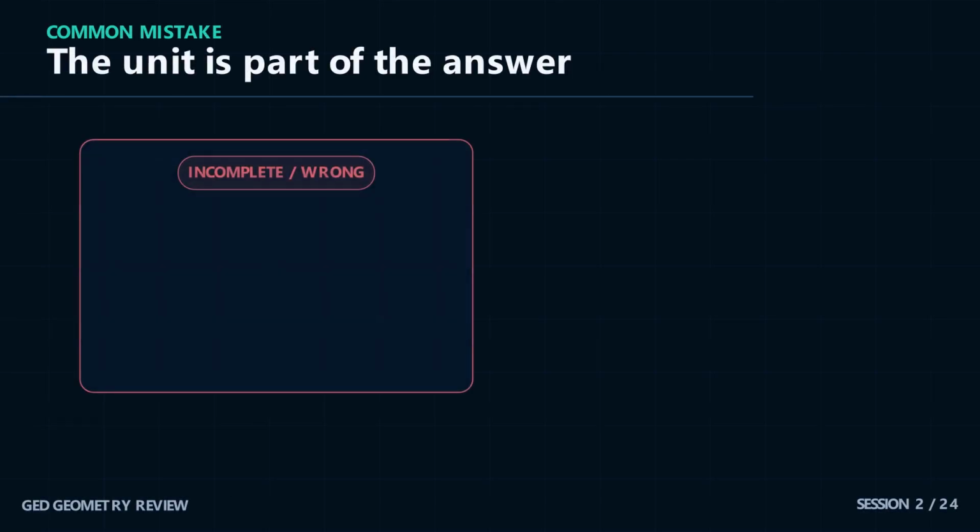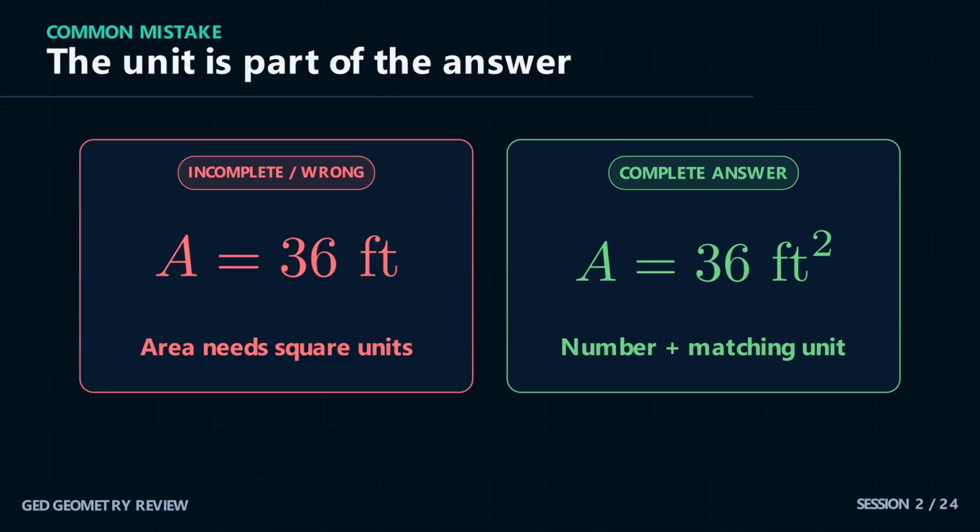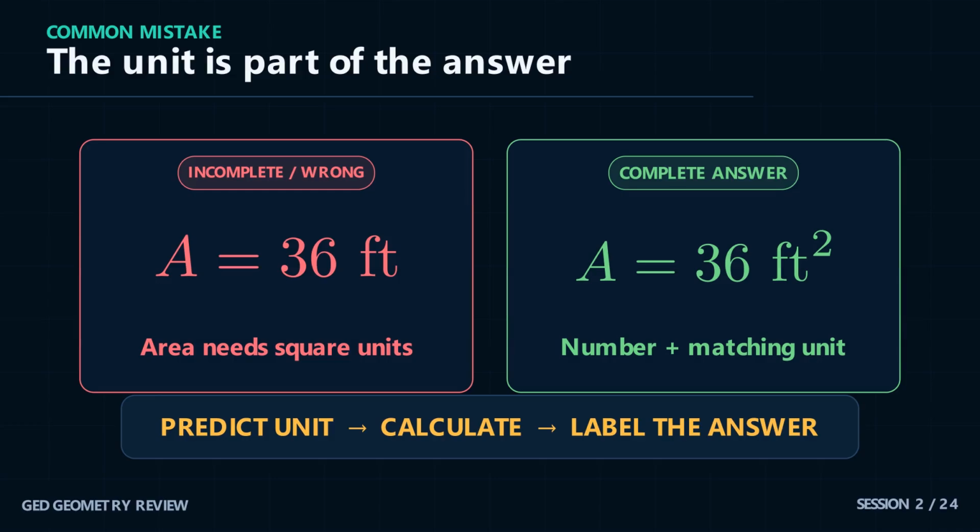The unit label is not optional. Suppose the area is 36. Writing only 36 does not say what was measured. Writing 36 feet is also wrong because feet are plane units. The complete answer is 36 square feet. A correct number with the wrong unit is still a wrong answer. Build this habit. Predict the unit first, calculate second, and label the final answer. The unit should agree with both the question and the formula.